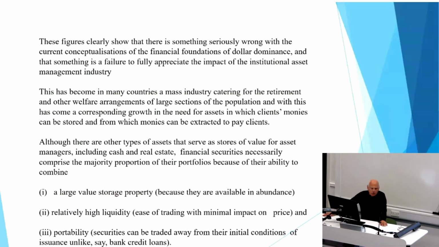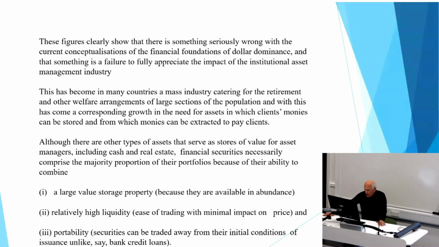So what is wrong? These figures show that there is something seriously wrong with current conceptualizations of the financial foundations of dollar dominance. That something is a failure to fully appreciate the impact of the institutional management industry. This has become, in many countries, a mass industry, catering for the retirement and other welfare arrangements of large sections of the population. And with this has come a corresponding growth in the need for assets in which clients' monies can be stored and from which monies can be extracted to pay clients.